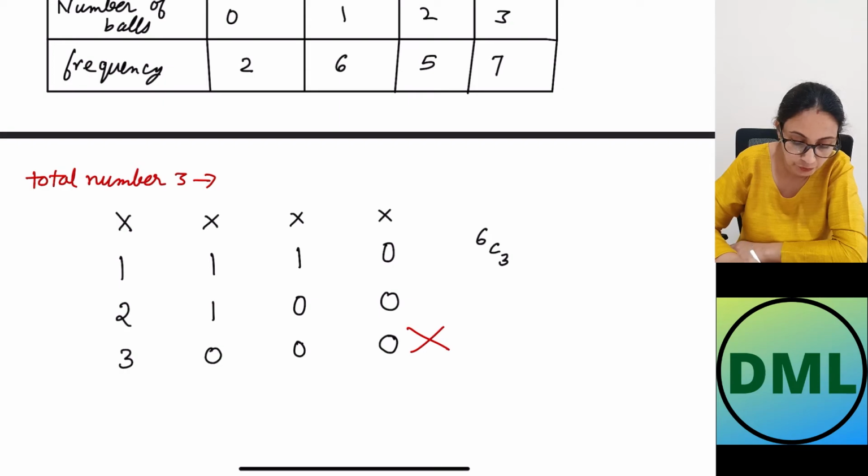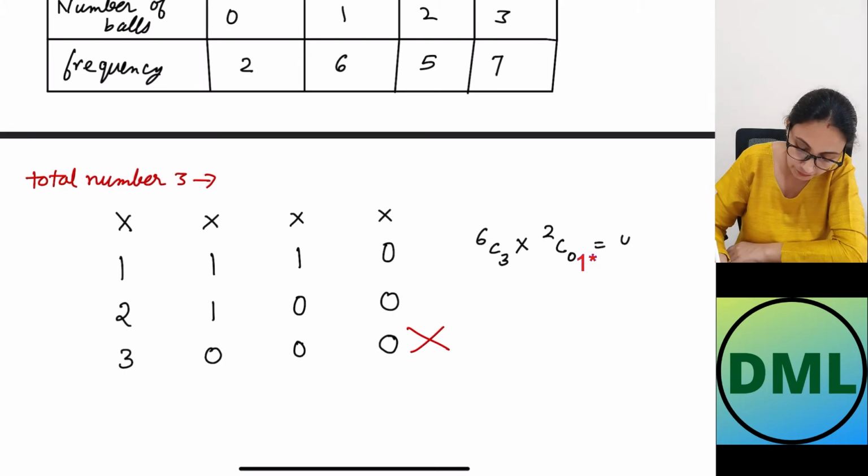And then out of 20 numbered balls, you are picking 1 ball. So this can be done in 2C0 ways. Because I am doing it together, I need to multiply my answer. So if you solve it, your answer will be equal to 40.